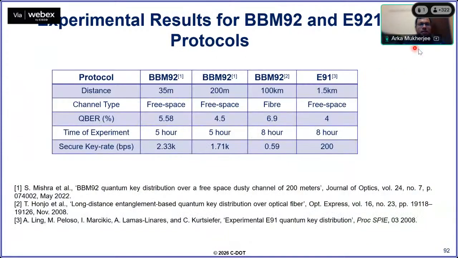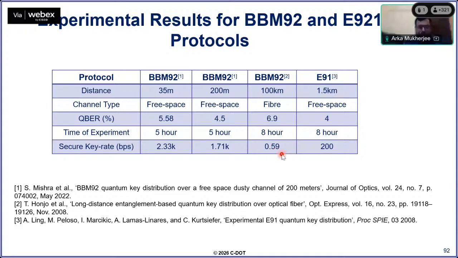So this is an experimental comparison of different implementations of the BBM 92 and E91 protocols. You can see that for BBM 92 protocol in free space, one was done for 35-meter distance, at around 2.33 kbps. Then another implementation for 200 meters was around 1.71 kbps secure key rate. For E91, the secure key rate drops to around 200 bps, done in free space for 1.5 kilometers. And one fiber based implementation of BBM 92 is also there, over 100 kilometers of fiber, giving around 0.6 bps of secure key rate.